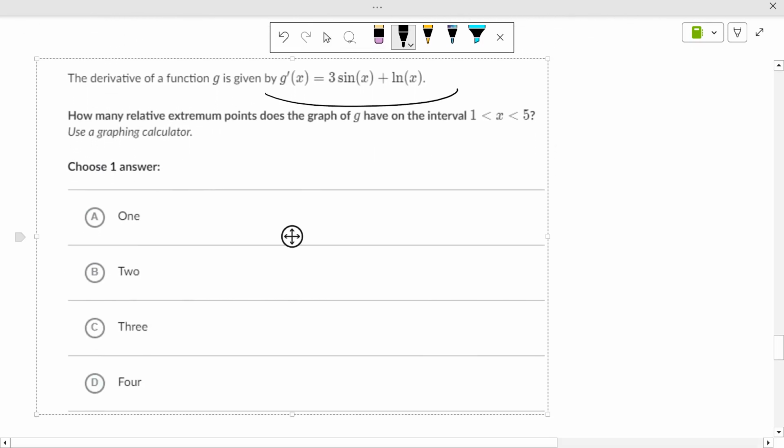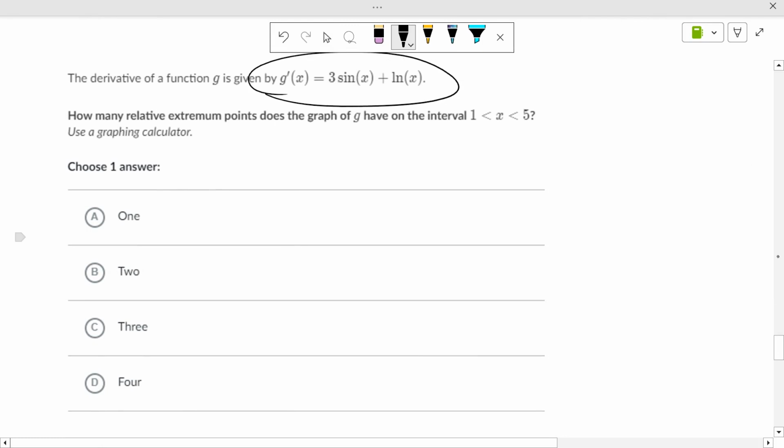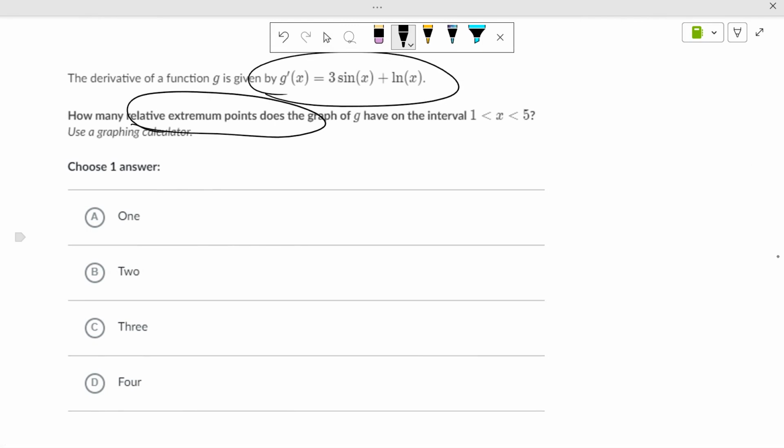Now this one gives you the first derivative, and it asks how many relative extremum points we have. When the first derivative hits 0, that's a critical number, right? And our extreme values, our maximums and minimums, happen when the first derivative is equal to 0. So in between these 2 points, how many times does that function cross the x-axis? You graph it out and figure out between 1 and 5 how many times it crosses.